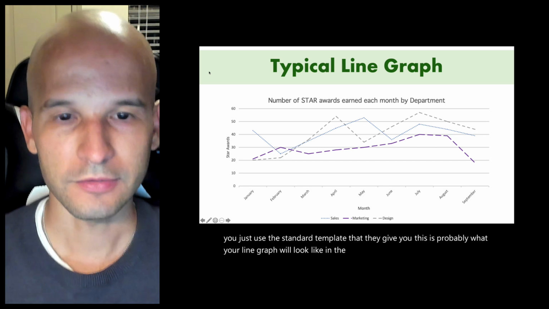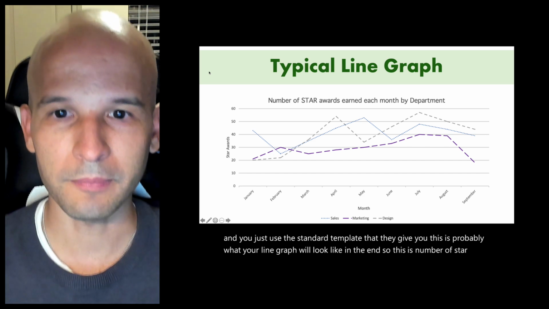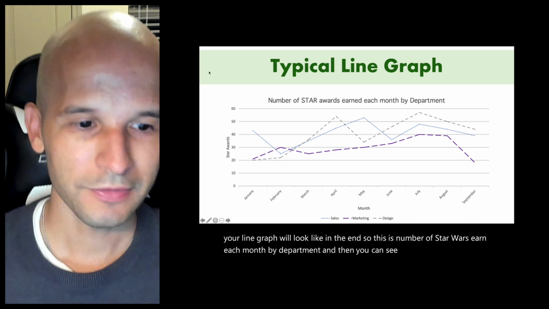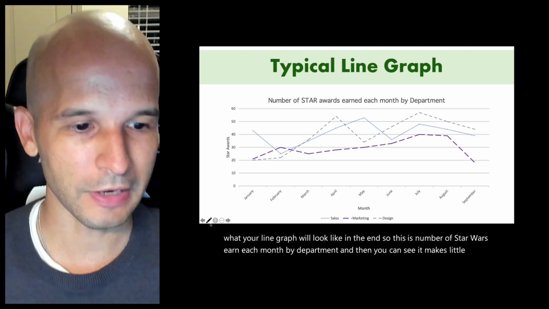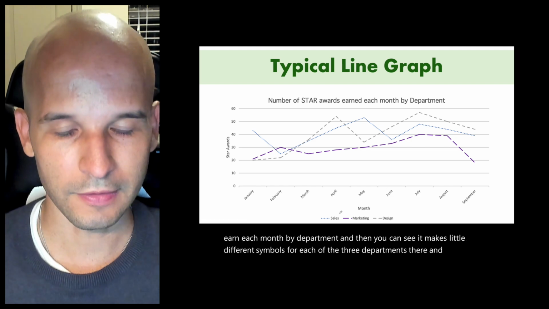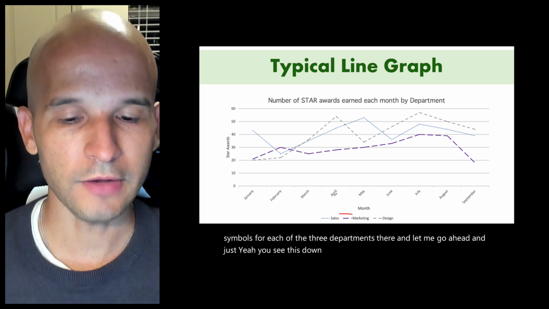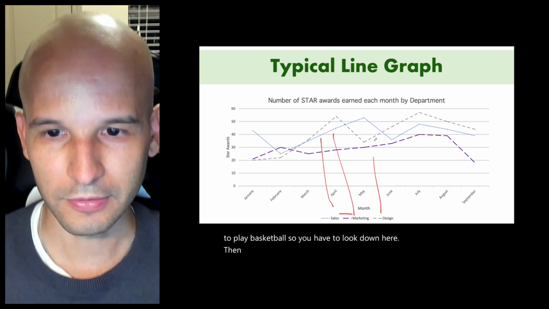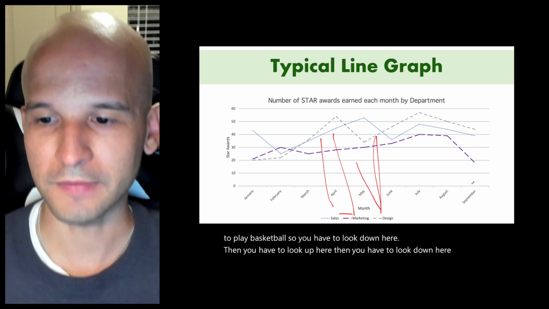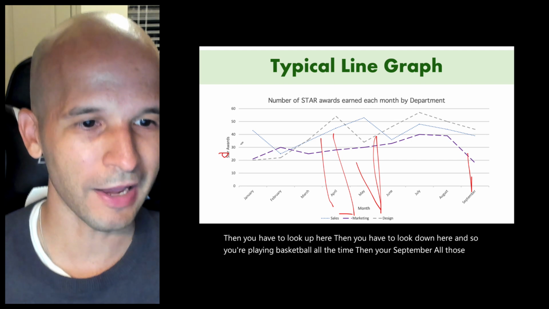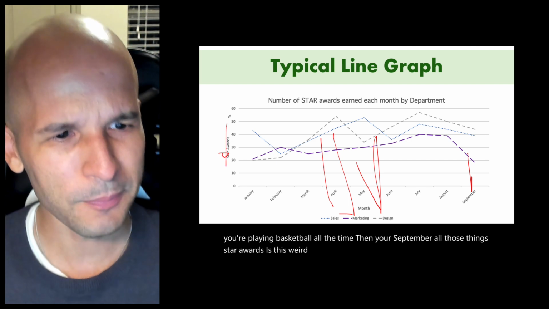So this is number of Star Wars earned each month by department. And then you can see it makes little different symbols for each of the 3 departments there. So to understand the dots here, you have to play basketball. You have to look down here, then you have to look up here, then you have to look down here. And so you're playing basketball all the time. Then here's September, all those things. Star Wars is this weird side thing, like you have to read up to down, which is weird.